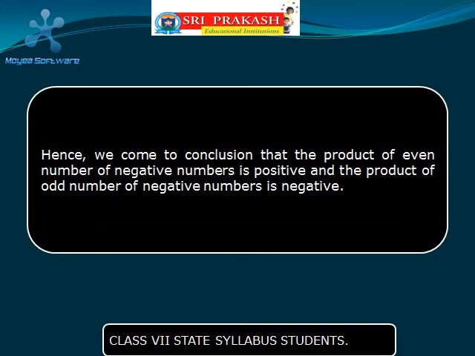Hence, we come to the conclusion that the product of an even number of negative numbers is positive and the product of an odd number of negative numbers is negative. Let me repeat. The product of an even number of negative numbers is positive and the product of an odd number of negative numbers is negative.